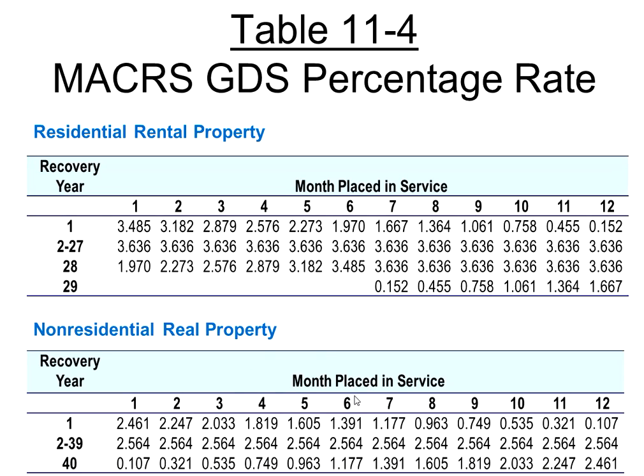So here is table 11.4. Remember, we are working with a 39-year property. This is a 39-year property table, non-residential real property. Month placed in service is April. This is the 4th month in the first year. So it's 1.819, and then it's disposed in August. So we have this 1.89, 1.605, 1.391, 1.177, and this last one is 0.963.